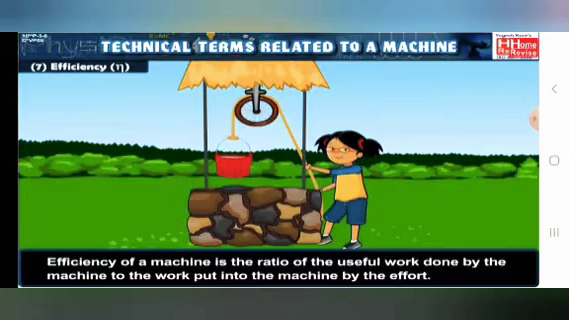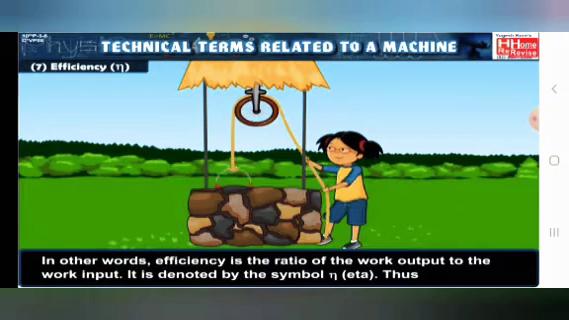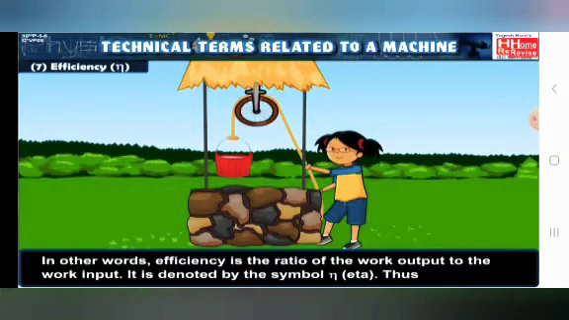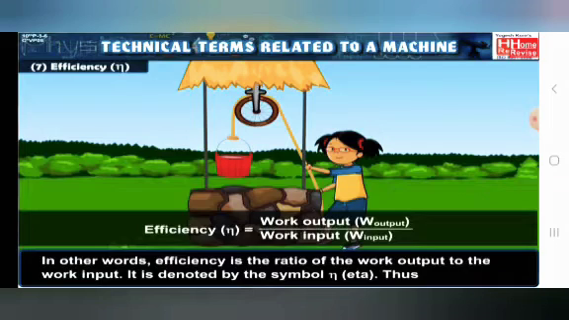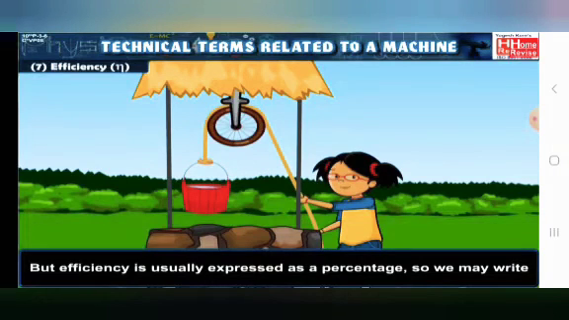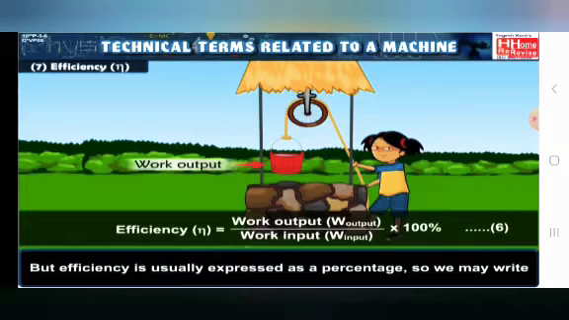7. Efficiency, eta. Efficiency of a machine is the ratio of the useful work done by the machine to the work put into the machine by the effort. In other words, efficiency is the ratio of the work output to the work input. It is denoted by the symbol eta. Thus, efficiency is equal to work output upon work input. But efficiency is usually expressed as a percentage, so we may write efficiency is equal to work output upon work input into 100%. Let this be equation 6.